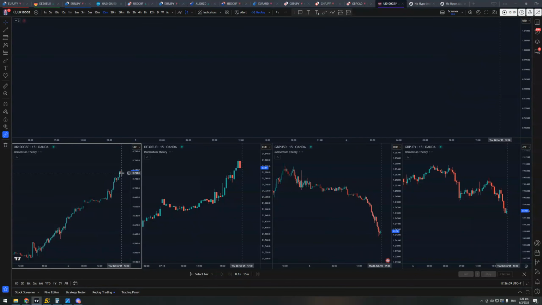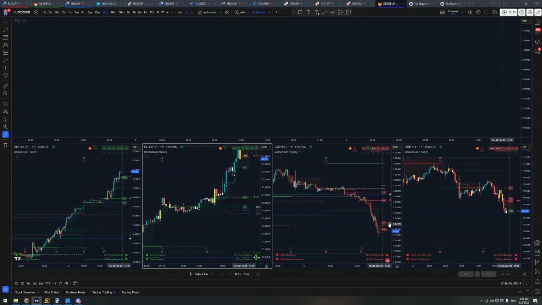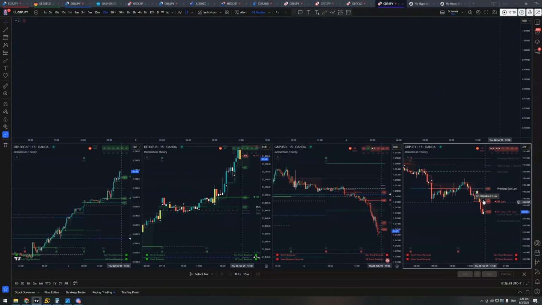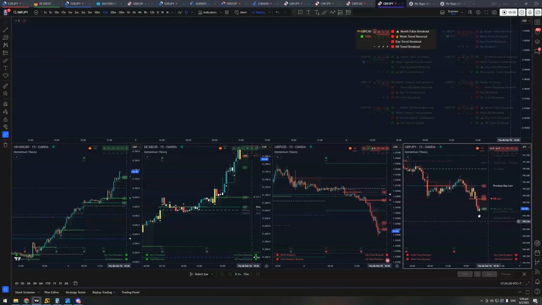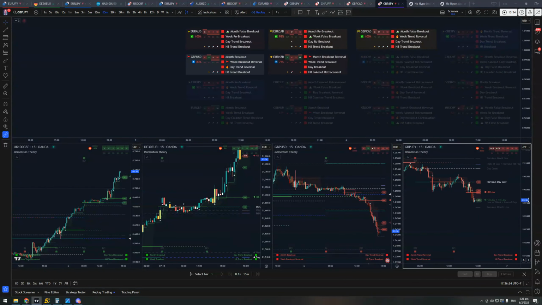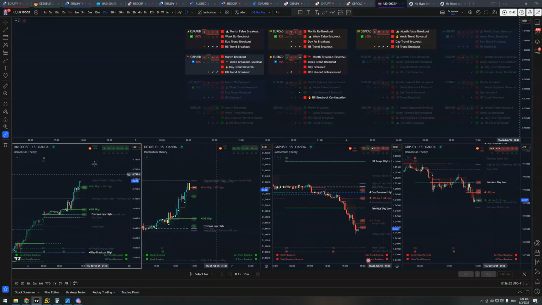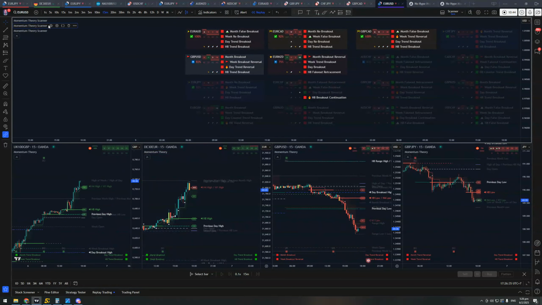UK100 ended up moving. D30 continued the breakout move. GBP USD looks like it's also continuing. GJ, well, it just started. Don't know if this is going to continue. They have the previous month low here. I wouldn't expect it to move much more than that. So this one made its way all the way up to previous month high. UK100 is still breaking out.